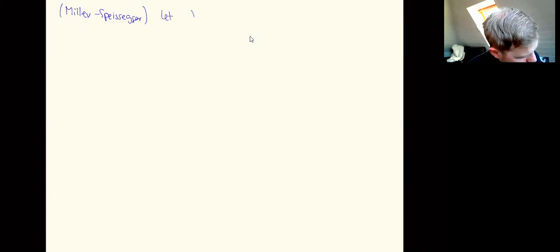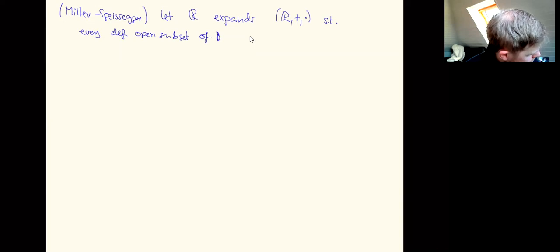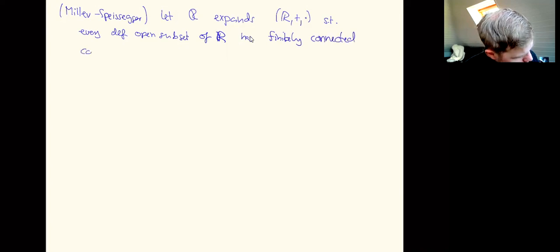is that if R is an expansion of the field such that every definable open subset of R, it's just a line, sorry, has finitely many connected components, then R is o-minimal. Then the open core is o-minimal.